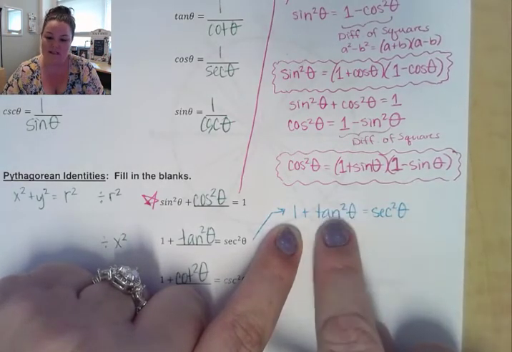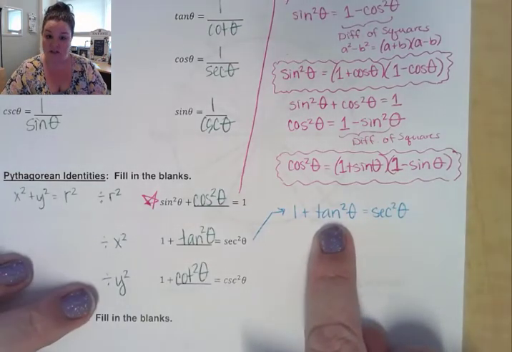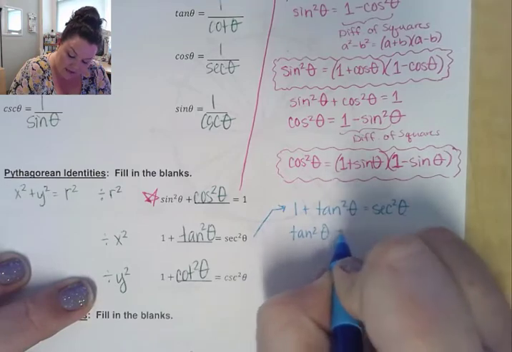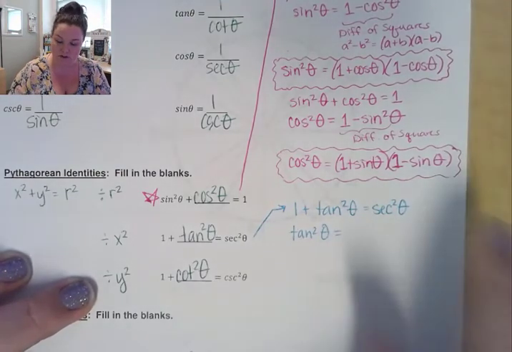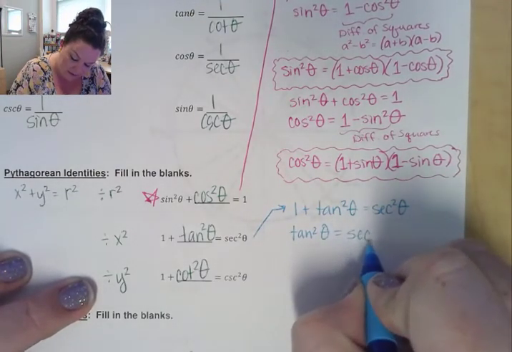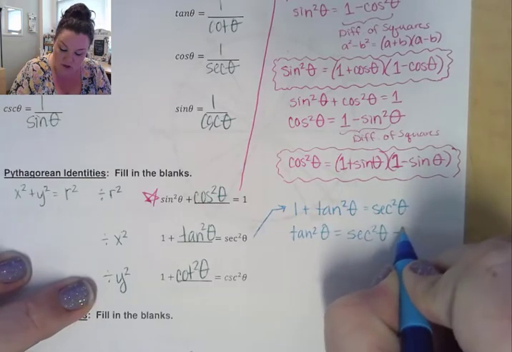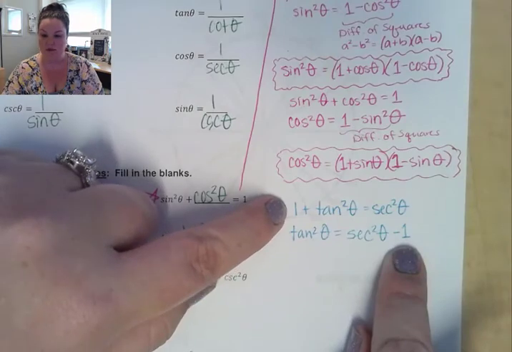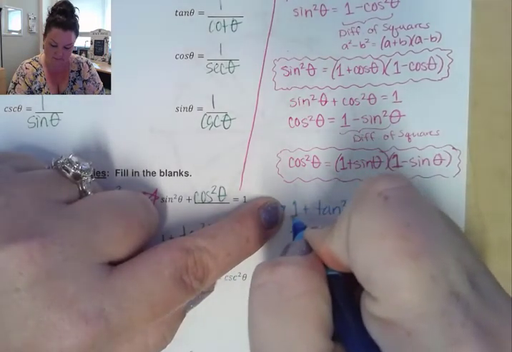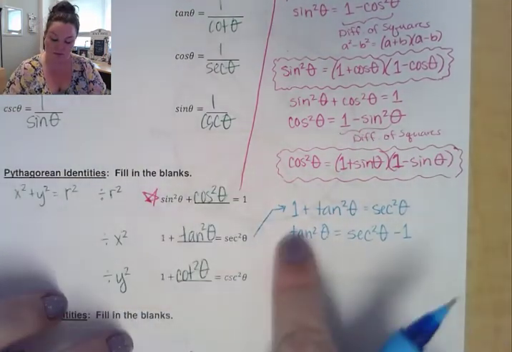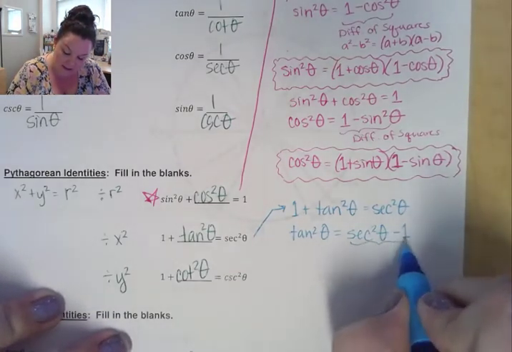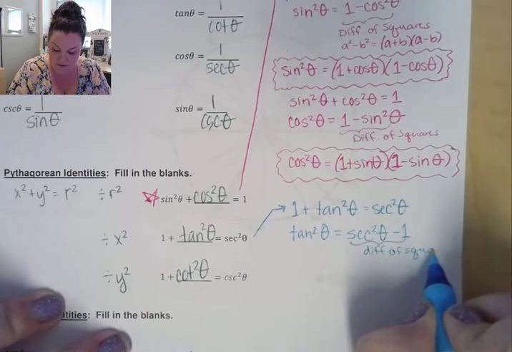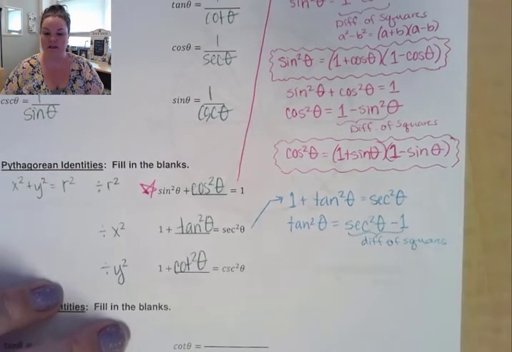So let's instead solve it for tangent squared theta. If I solve it for tangent squared theta, I would move my 1 to the other side by subtracting. So I have the secant squared theta that was already there minus 1 that I get from moving this 1 to the other side, right? Okay, so I move that over, and now we can see that this is a difference of squares. So I can go a little bit further with it.